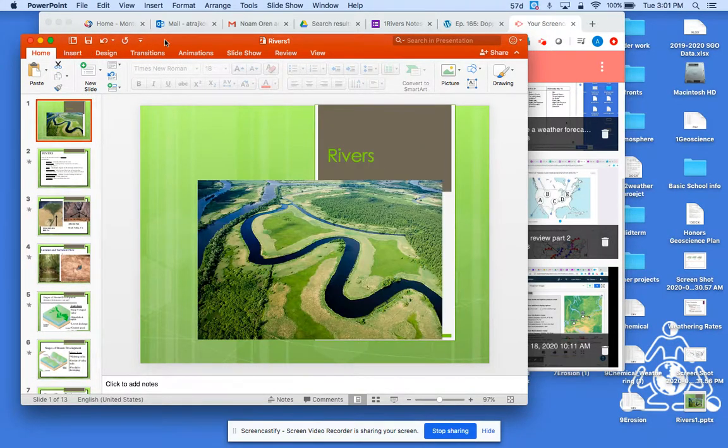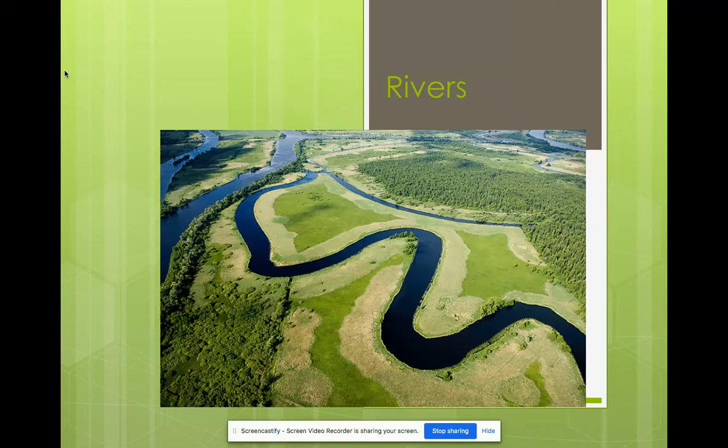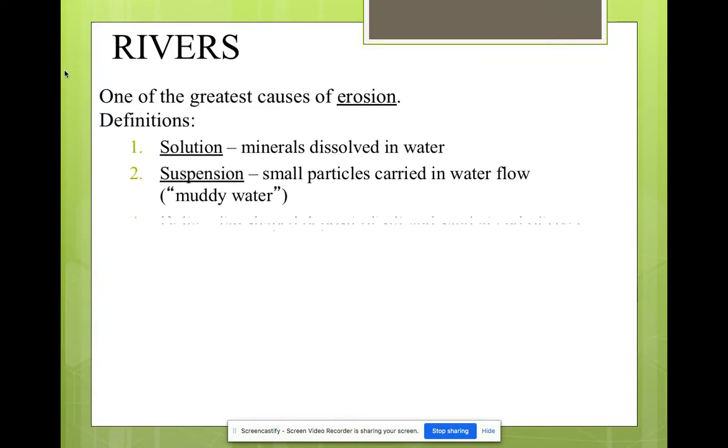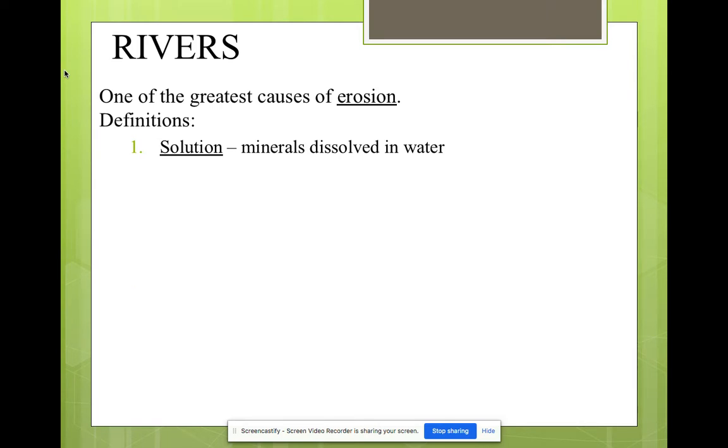Hope everybody's doing well. I'm here to present to you our next unit that we're talking about, and that is rivers. We just finished up weathering and erosion, and rivers are one of the biggest causers or agents of weathering and erosion. So we kind of move into how water can, on a large scale, shape the surface of the earth. So some of these definitions that we have to go through are, we'll start with solution.